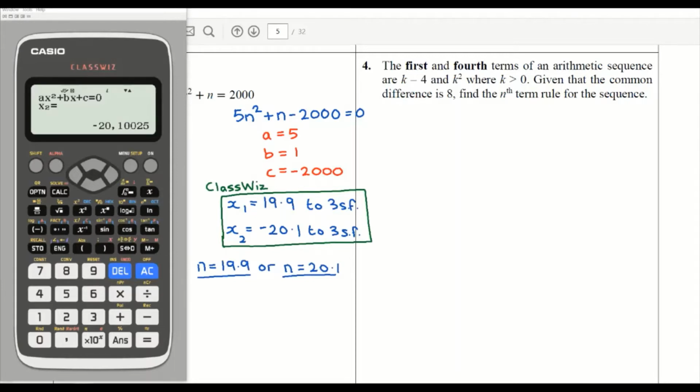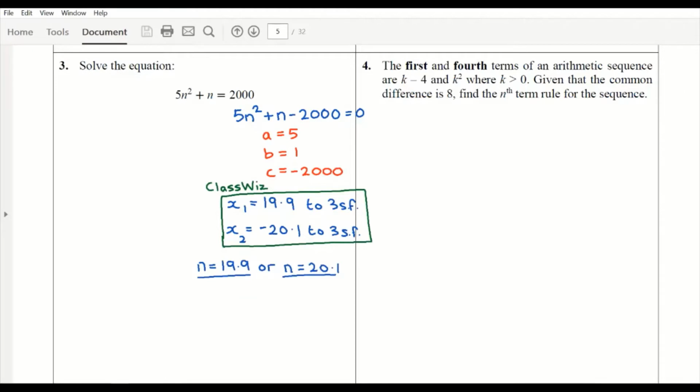Okay, and let's move on to question 4. So we're asked to find the first and fourth terms of an arithmetic sequence. Oh, sorry, the first and fourth terms of an arithmetic sequence are given to us. So the first term is k subtract 4. Okay, and the fourth term is k squared. Now, this is really important, and we're also told k is greater than 0.